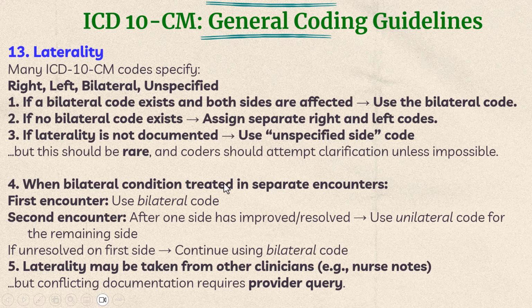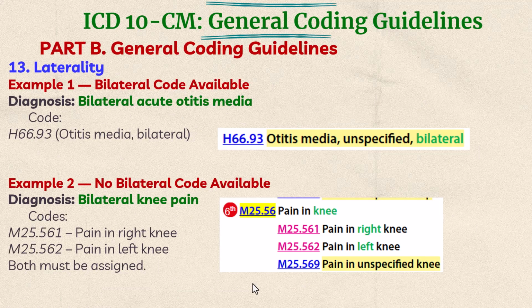When a bilateral condition is treated in separate encounters, in the first encounter use the bilateral code. In the second encounter, after one side has improved or resolved, use the unilateral code for the remaining side. This may be used in cataract surgery, so we'll see it in the examples later. If the condition is unresolved in the first side, continue using the bilateral code. The laterality may be taken from other clinicians, for example, nurses' notes. But conflicting documentation requires a query. So let's see some examples.